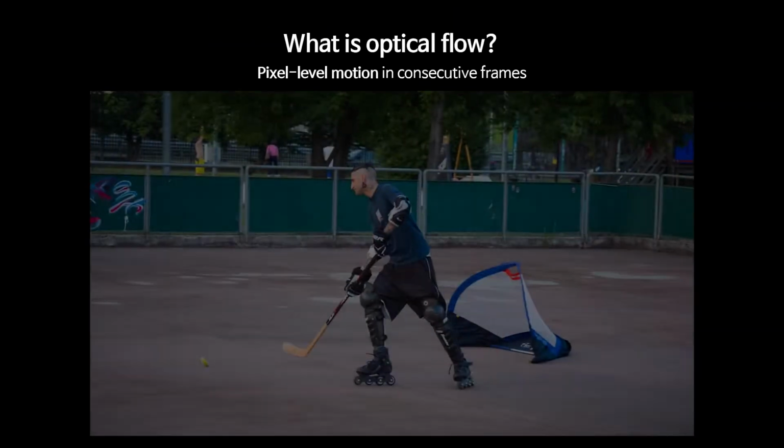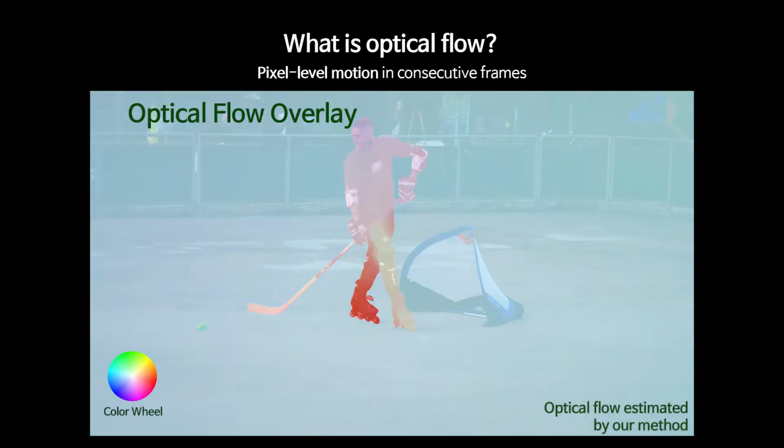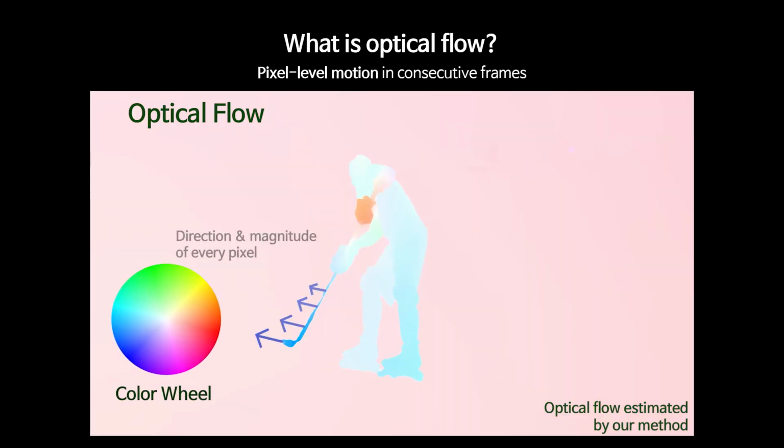Optical flow can describe motion in a video. This video shows optical flow fields being overlaid on video frames. Specifically, optical flow is the displacement vector for each pixel. In this frame, you can notice that each pixel's color represents the magnitude and direction of a motion.